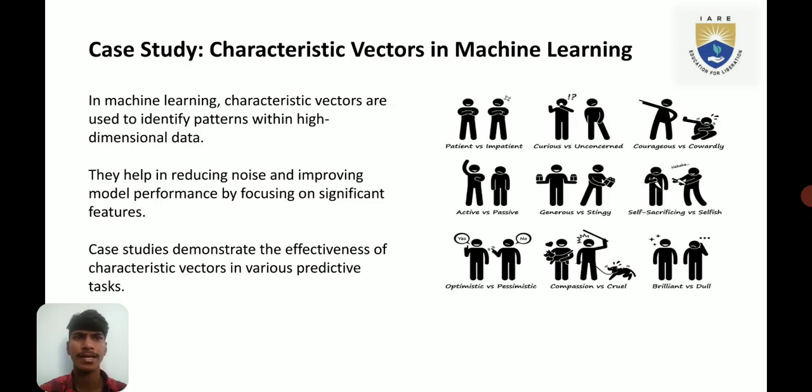Case study: characteristic vectors in machine learning. In machine learning, characteristic vectors are used to identify patterns within high dimensional data. They help in reducing noise and improving model performance by focusing on significant features. Case studies demonstrate the effectiveness of characteristic vectors in various predictive tasks.